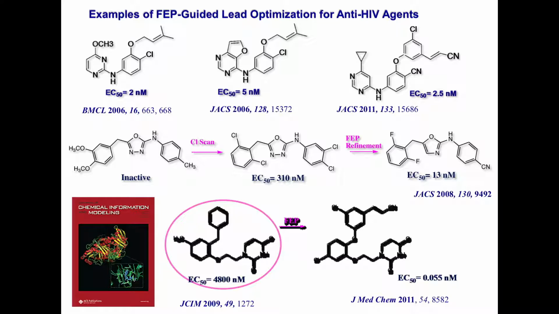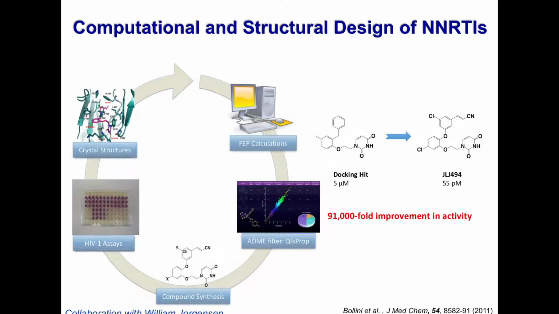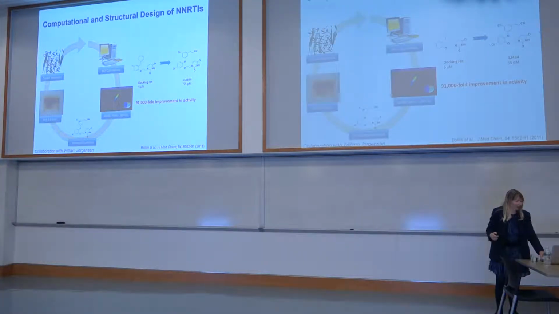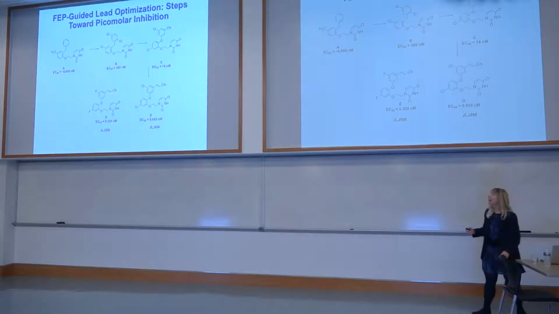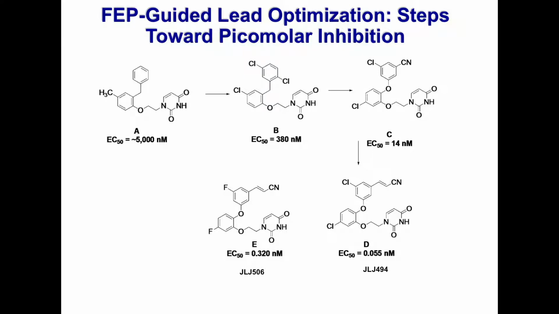And so, as I mentioned, the strategy here is really to do this in an iterative way. In this example, we started with this docking virtual screening hit of 5 micromolar, and we were able to improve that over 90,000-fold. So that was sort of the starting point for some very, very potent compounds, and that's really what we've been working on to further evaluate and improve these compounds. And so this is just an example of how we got to that point.